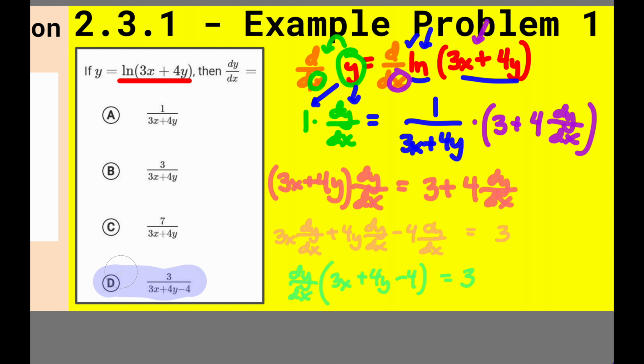I'm not even going to write it out because you can just see it's 3 divided by that big mess right here. So it's 3 divided by the mess, which is D for the answer. Holy cow, that was a lot of steps. Okay, you might want to rewatch that one, or again, ask questions if you got them.